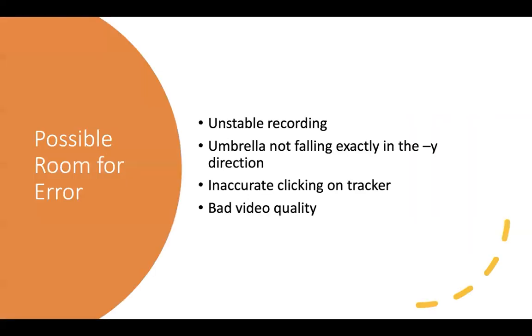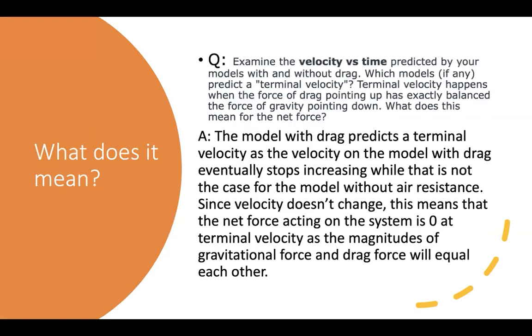Now to discussion questions. The possible sources of error were unstable recording, umbrella not falling directly in the negative y direction, inaccurate clicking on Tracker, and bad video quality. What does it mean? The model with drag predicts a terminal velocity, a velocity at which the model with drag eventually stops increasing, while that is not the case for the model without air resistance. And since velocity doesn't change, this means that the net force acting on the system is 0 at terminal velocity, as the magnitudes of gravitational force and drag force will equal each other.